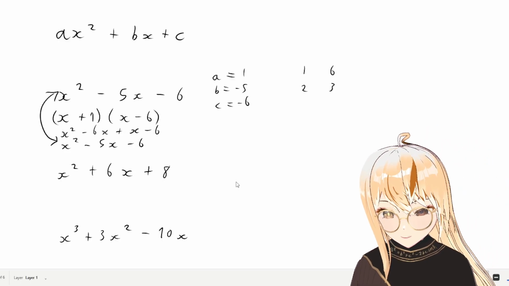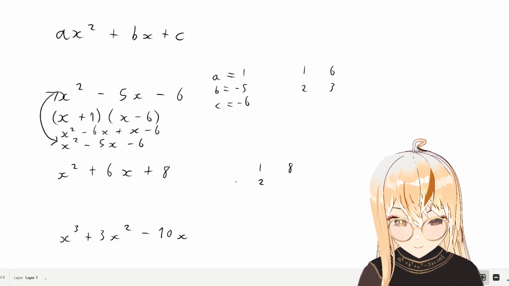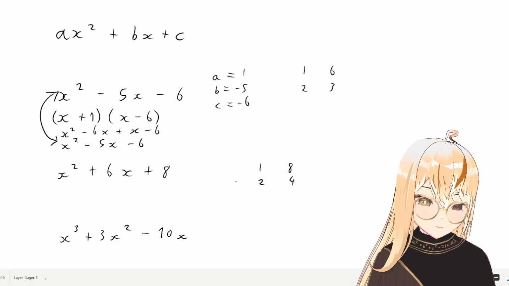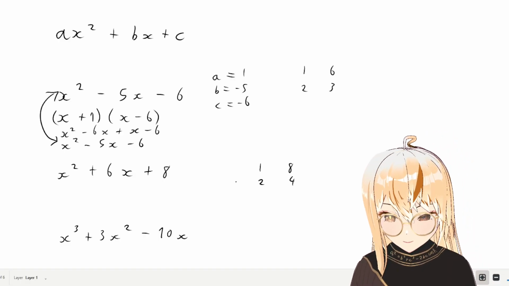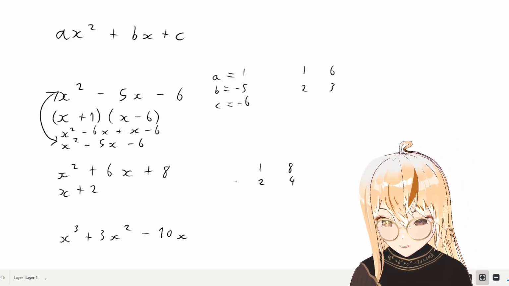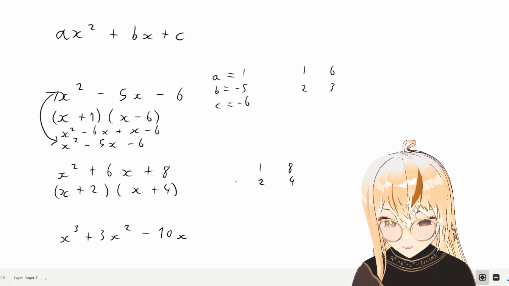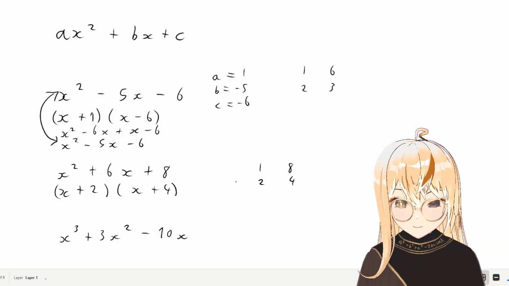Alright, let's do the same thing for the next one. What multiplies to give us 8? So 1 and 8, 2 and 4, and that's it. And then I think it's the bottom one, because 2 add 4 is 6. So we just put it into our double brackets. X plus 2, x plus 4. X squared plus 4x plus 2x plus 8. You get x squared plus 6x plus 8.